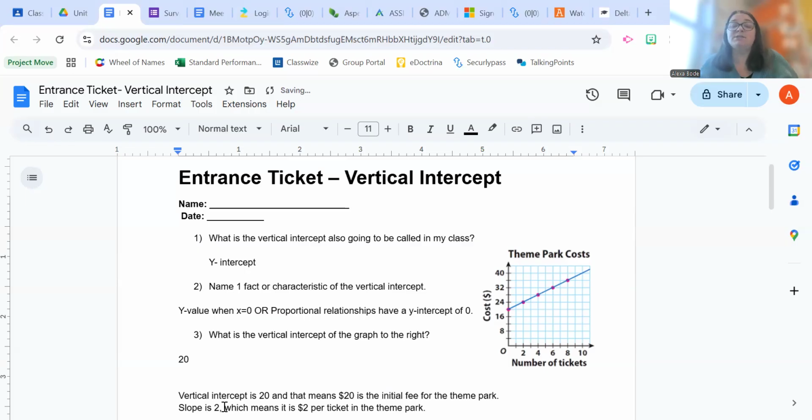So the initial cost is $20 plus $2 per ticket. For 2 tickets here, you can see that it costs $24. For 8 tickets, it costs $36 because 8 times $2 is 16 plus the original 20. That is what we're going to be looking at tomorrow: taking the real world situation and matching it with the graph. If you have any questions, please let me know like always, and I will see you tomorrow.